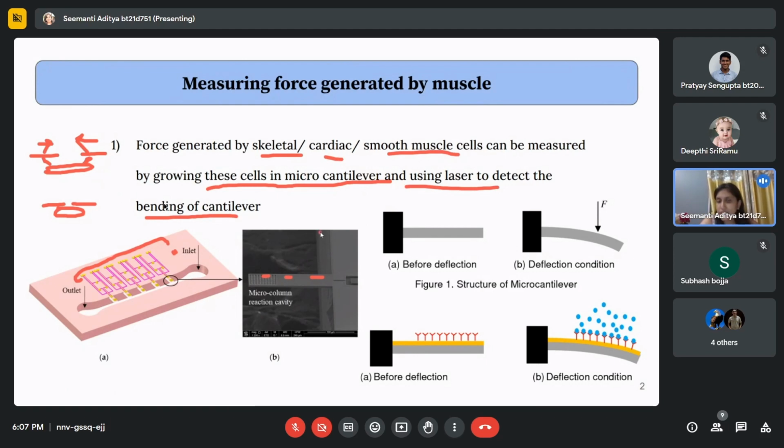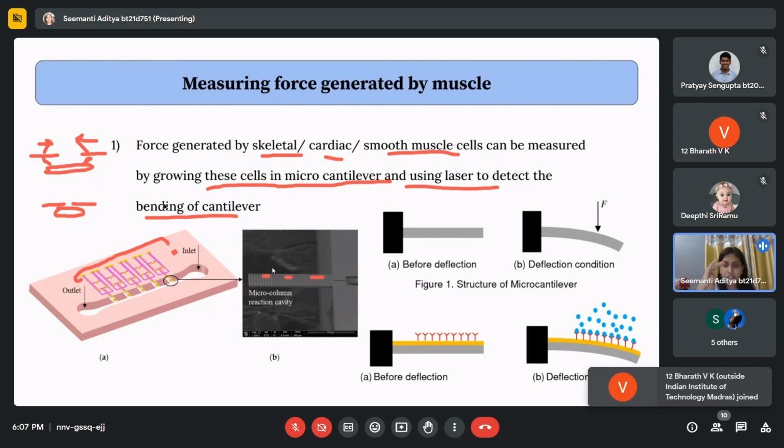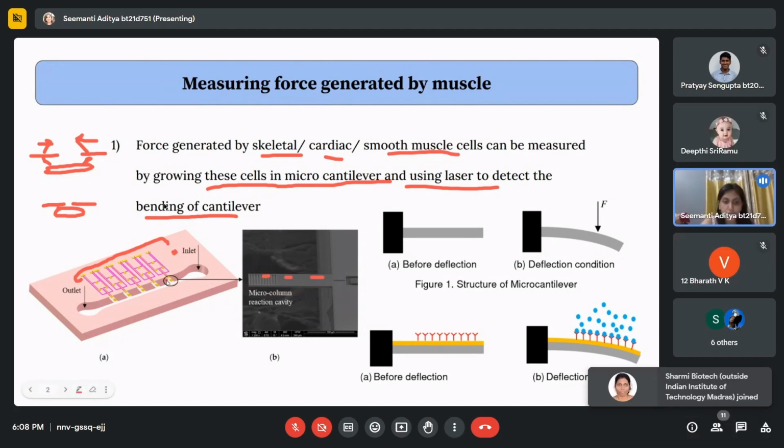They are designed in such a way that they are very sensitive to motion, and they will not stay stagnant if there is any contraction or relaxation; they will bend. Here, as you can see, these are in this chip. We can have many micro cantilevers, many patterned. This is a patterned cantilever, and we have an area where these columns are made, and these columns can be used for growing the cells.